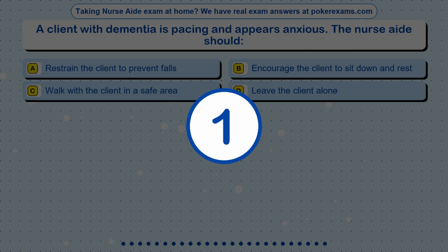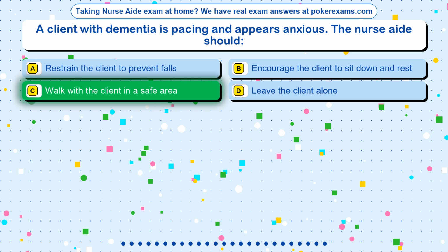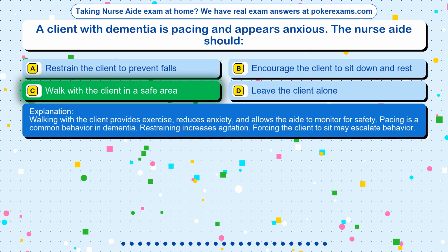The correct answer is option C, walk with the client in a safe area. Walking with the client provides exercise, reduces anxiety, and allows the aide to monitor for safety. Pacing is a common behavior in dementia. Restraining increases agitation. Forcing the client to sit may escalate behavior.